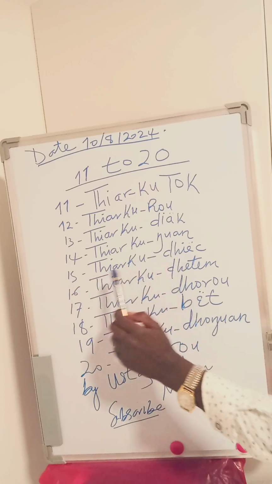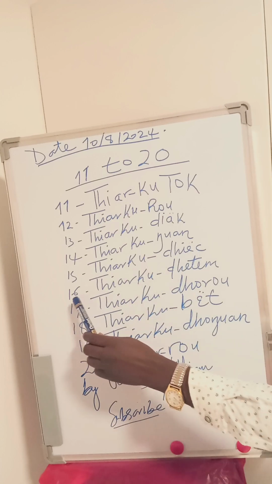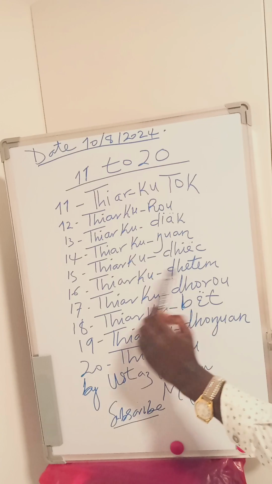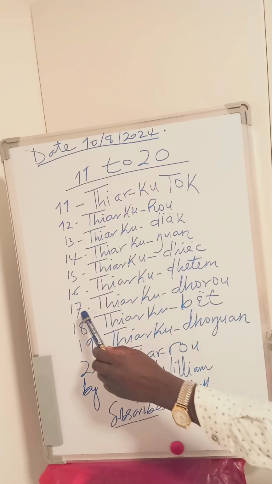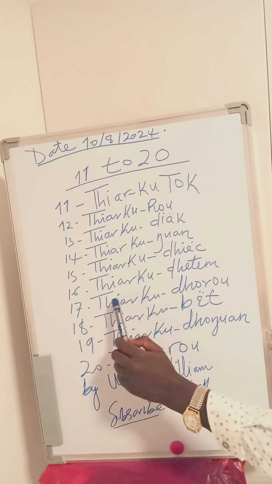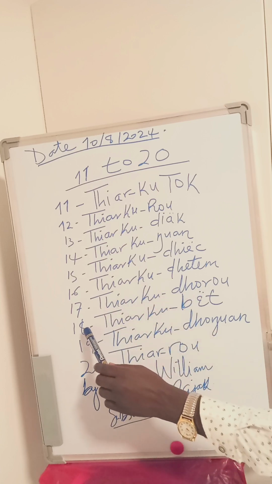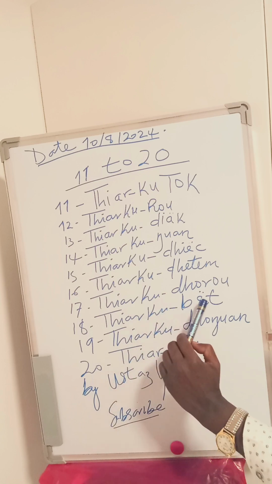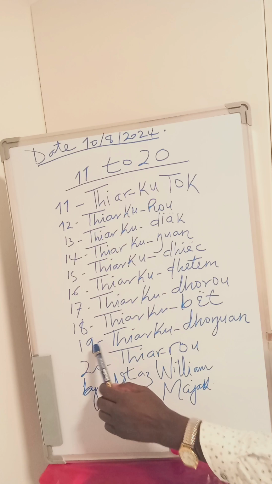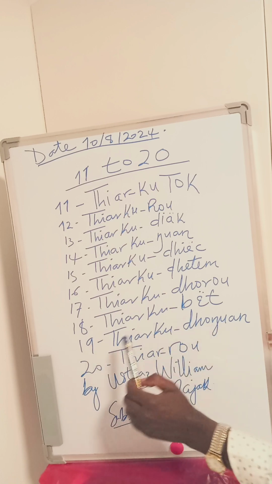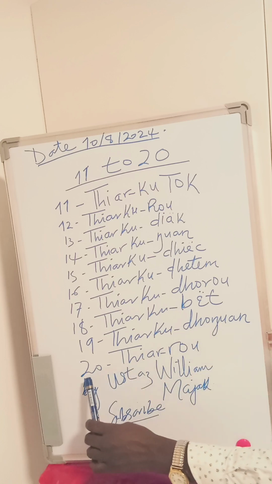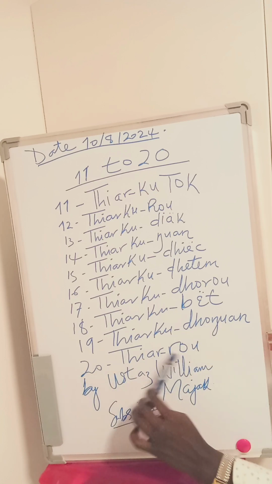Tiar Kudich. 16 Tiar Kuditem. Tiar Kuditem. 17 Tiar Kudoro. Tiar Kudoro. 18 Tiar Kubet. Tiar Kubet. 19 Tiar Kudongwan. Tiar Kudongwan. 20 Tiaro.